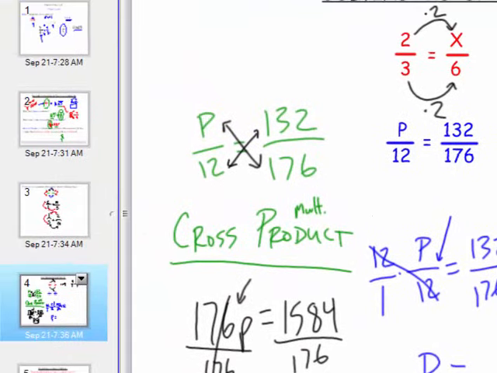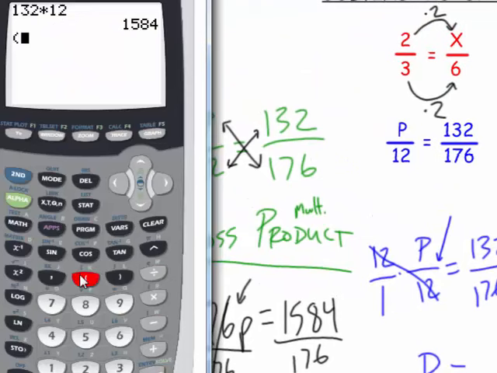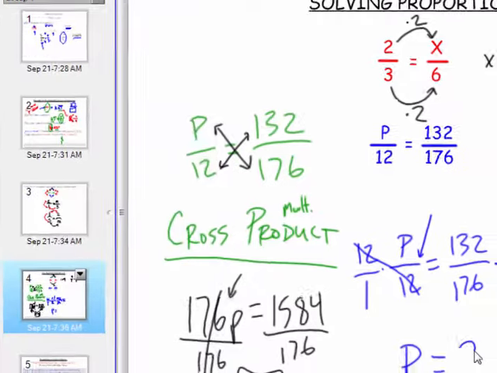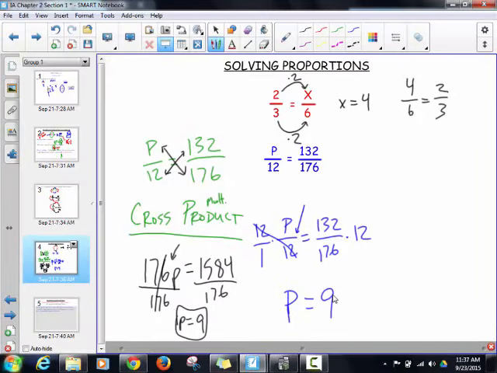Remember, when you type this into your calculator, to put all division or all fractions in parentheses. 132 divided by 176, and then times 12. There we go, 9. So p equals 9. That worked out as well.